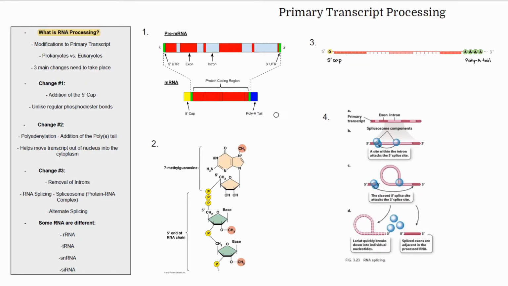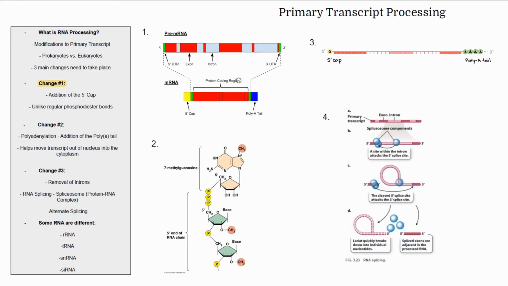Now in prokaryotes, there's little to no modification of the primary transcript. This is because in prokaryotes, there is no nucleus. So as transcription is taking place, the primary transcript is being made, which can be translated directly.